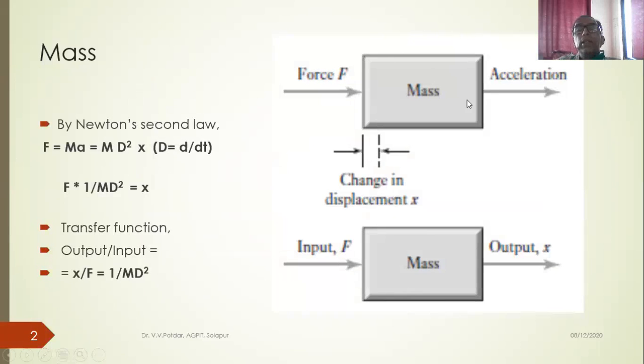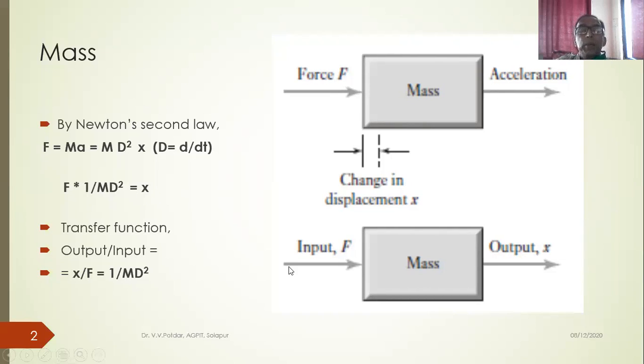This is the graphical representation. I show the mass like this. I apply force F and it is accelerated. So there is a change in displacement x, change in velocity, and the rate of change of velocity is acceleration. So by Newton's second law, force is equal to m into a, that is m D square x, where D is d by dt. What I do is I solve it for x. x will be equal to F into 1 by m D squared, isn't it?